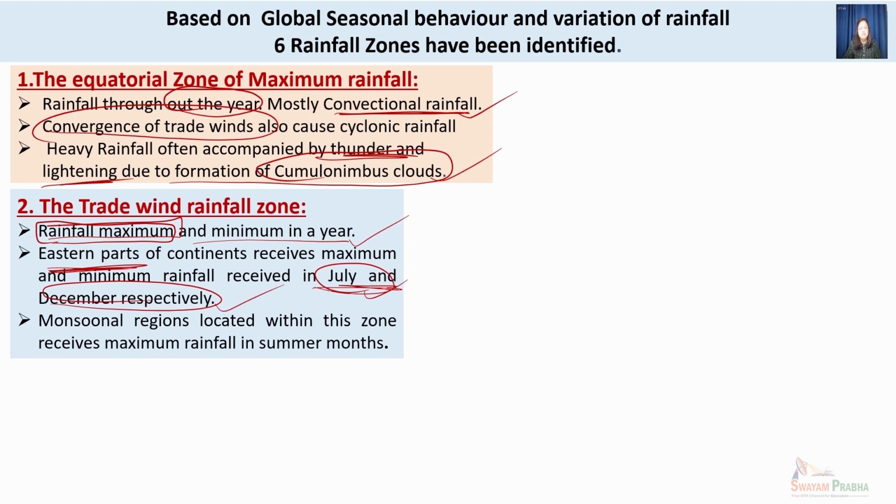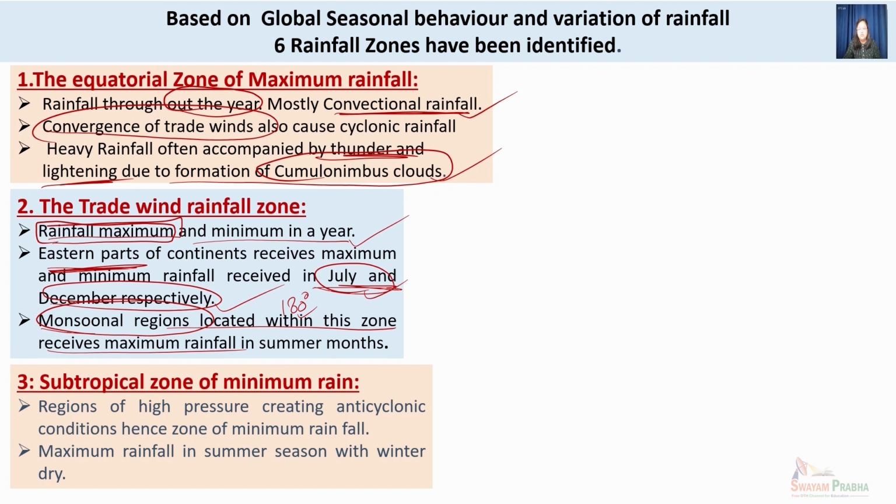So these areas receive seasonal rainfall, wherein maximum rainfall is received during the summer time period and minimum rainfall is received during the winter months. So monsoon regions within this trade wind zone also receive very high rainfall, and the rainfall in monsoonal areas is also concentrated during the summer months only. And these monsoonal areas are associated with 180-degree reversal of wind system, leading to high rainfall in 4 summer months of the year, which is from July to August.